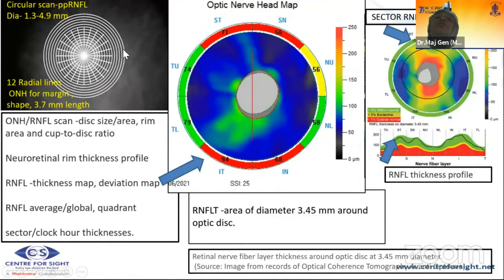The circular scans are for determining the peripapillary retinal nerve fiber layer. The diameters of these scans vary from 1.3 to 4.9 millimeters. The radial scans, 12 of them, are for determination of the optic nerve head margin and also for shape, and they are each approximately 3.7 millimeters in length. Once this has been obtained, we have to determine what a map looks like.